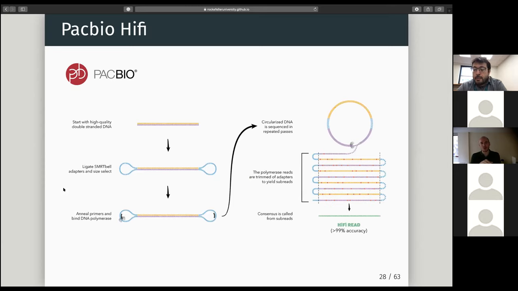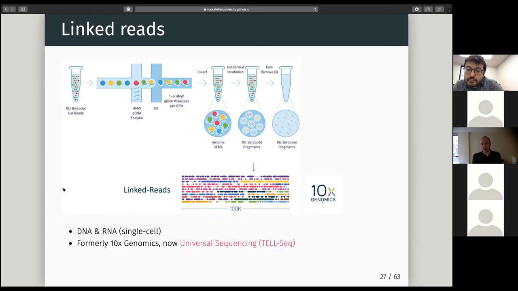The 10x is gone, as you said, because of the patent. There are now two companies providing this. One is Telseq, and there is also a Chinese company, BGI, they have one. Yeah, BGI is providing this, which works. I mean, you can have very decent quality reference genomes out of these in most cases.